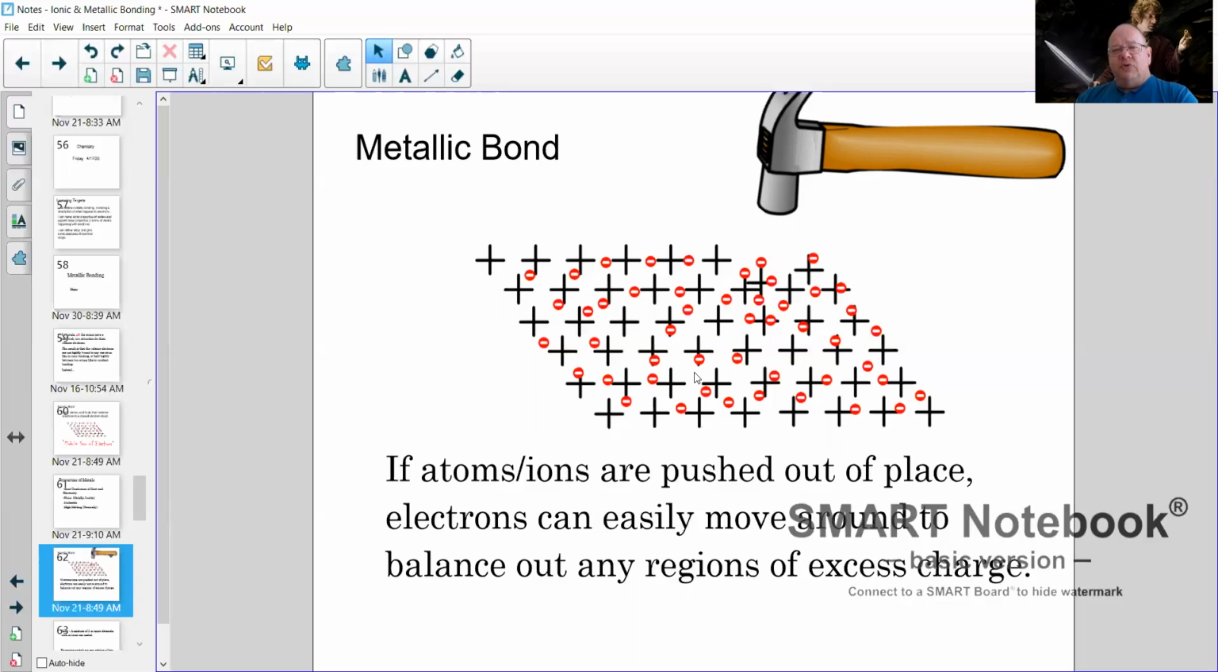So apparently there's a few metals that aren't as strongly attracted, like mercury and gallium, etc. But in general, these are pretty strong bonds. Even though it's a flexible bond, that doesn't mean it's not strong.